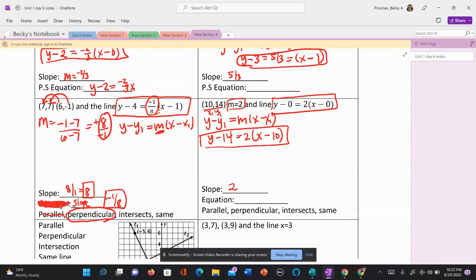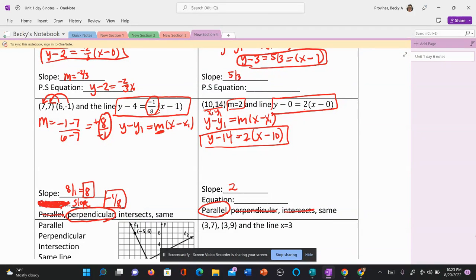Now, let's compare it to this one. Are the slopes the same? Are they parallel? Are they opposite reciprocals, perpendicular? Do they really have nothing in common? So they're just intersecting lines, or is it the same equation? Okay, so when I look at them, I see they're both a 2, which tells me, hey, they're going to be parallel, which means they can't be perpendicular and they can't be intersecting.